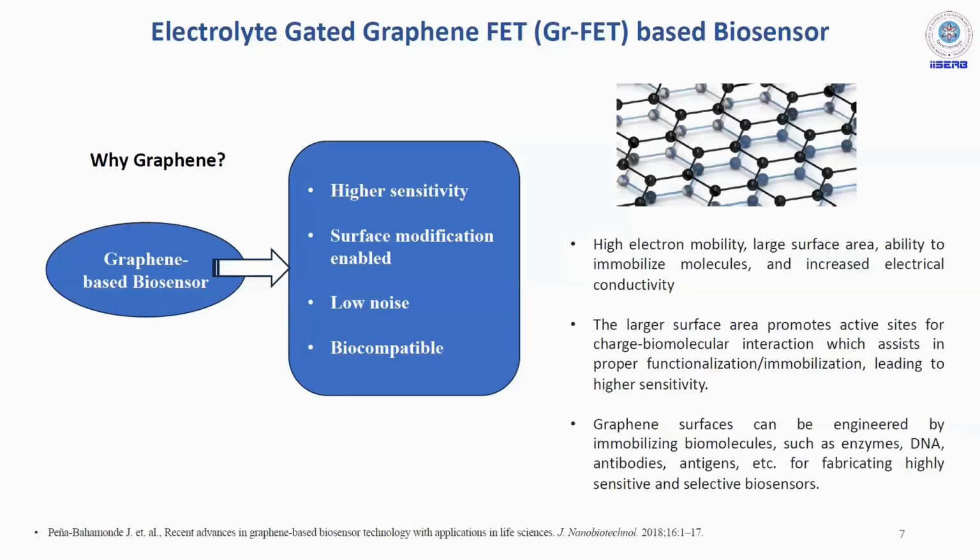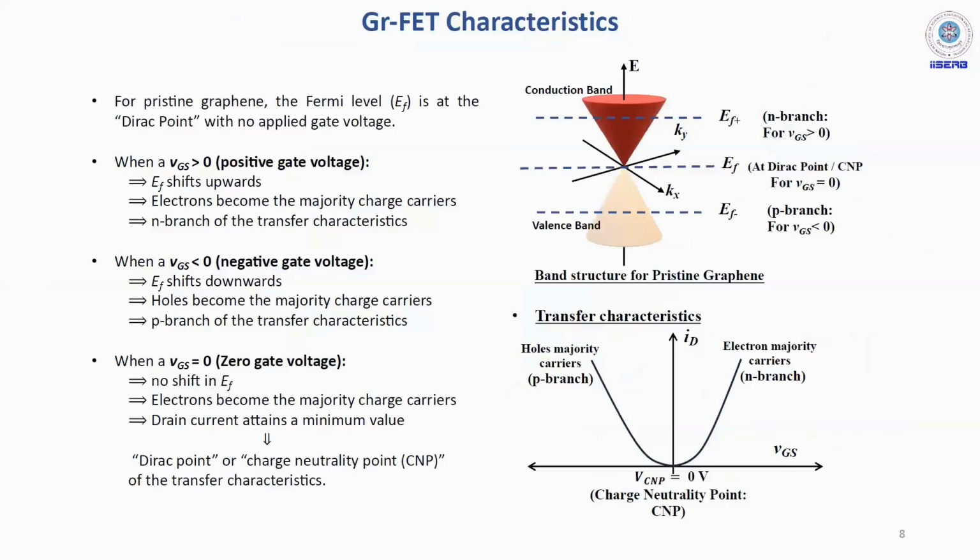Now, why graphene? Everybody knows that graphene is a very multifunctional material. But in this case, we chose graphene because it has high surface modification ability, so you can immobilize a lot of biomolecules on top of graphene. It also offers higher sensitivity because the electrical property of graphene allows the sensor to be highly sensitive. Apart from that, it also offers low noise and is biocompatible. Now, if you look at the graphene band structure, you'll see that in graphene, both the conduction band and valence band meet at a point.